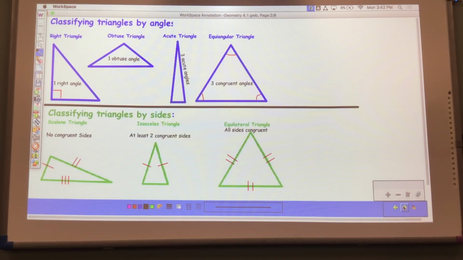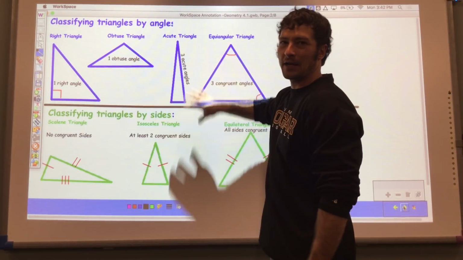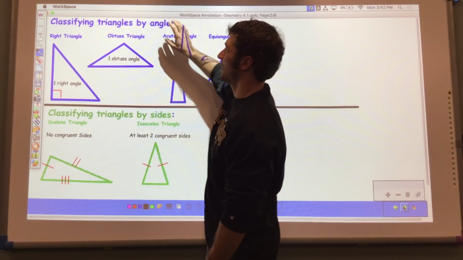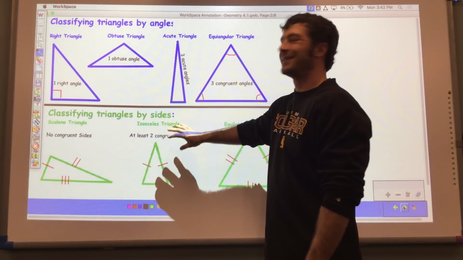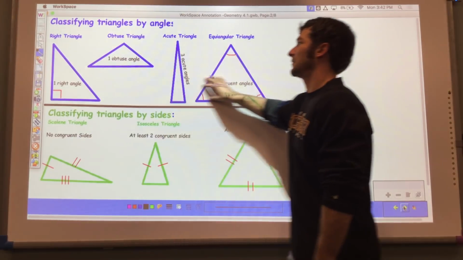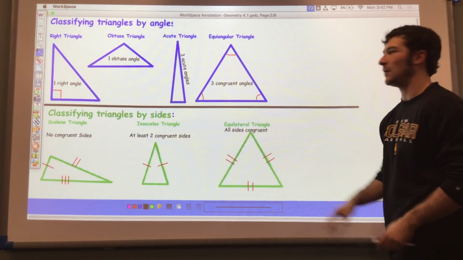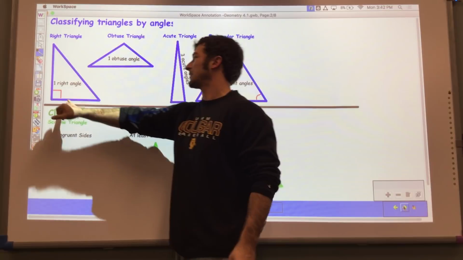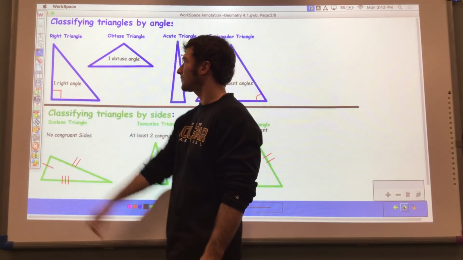So again, I said we'd classify some triangles, talk about the basics. So there are two ways to classify a triangle. You can classify them by their angles or by their sides. So if you look at the ones we classify by angles, okay, we have a right triangle. Obviously you can tell that, well, that's going to be a triangle with a right angle.